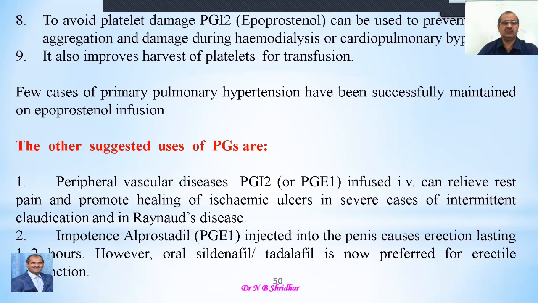Other suggested uses are in peripheral vascular diseases, where PGI2 or PGE1 are infused IV and can relieve rest pain and promote healing of ischemic ulcers in several cases of intermittent claudication and Raynaud disease.